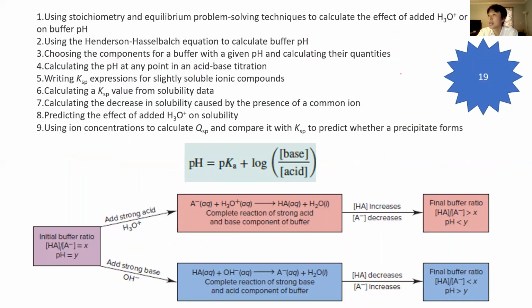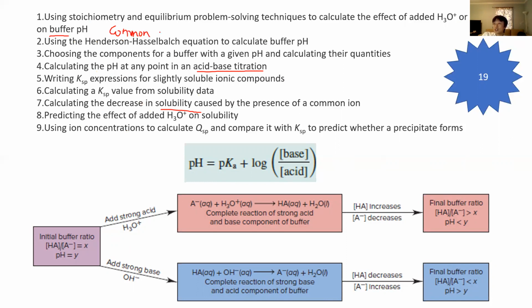In chapter 19, we cover three topics. First is buffer. Second is titration, so titration between acid and base. And the last is solubility, or the precipitates. So, acid-base titration. For a buffer system, it must have this common ion effect.